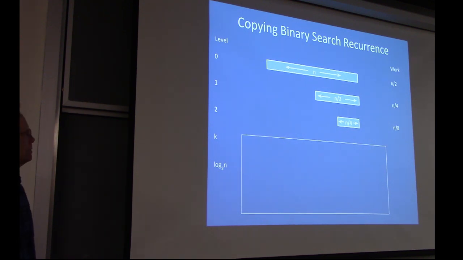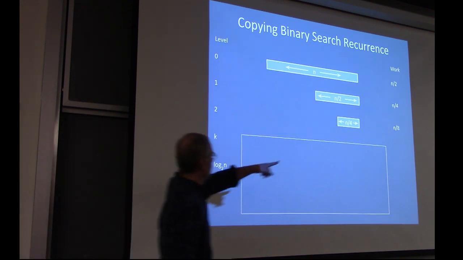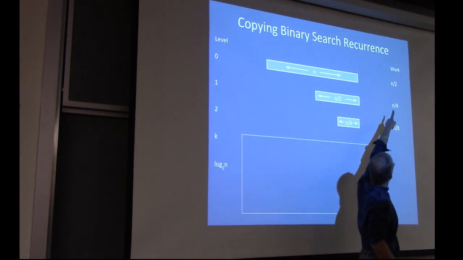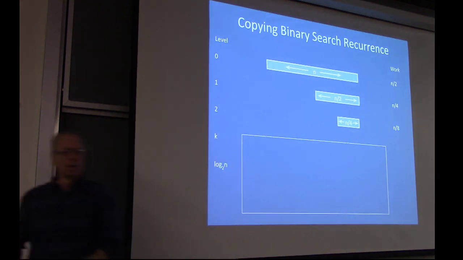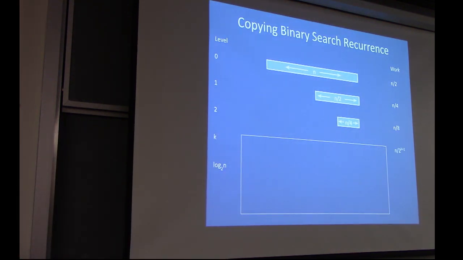Do you see the pattern? Yeah, n over 2 to the k plus 1. Right, it would be n over 2 to the k plus 1. Because if you use powers of 2, 2 to the 1, 2 to the 2, 2 to the 3, the exponent is always 1 bigger than the level. So at any arbitrary level, it's going to be n over 2 to the k plus 1.